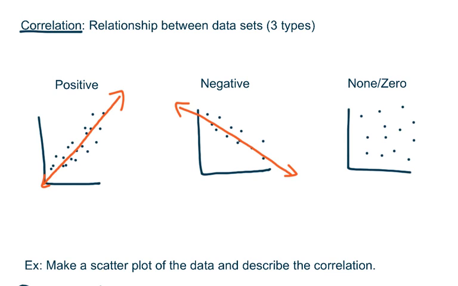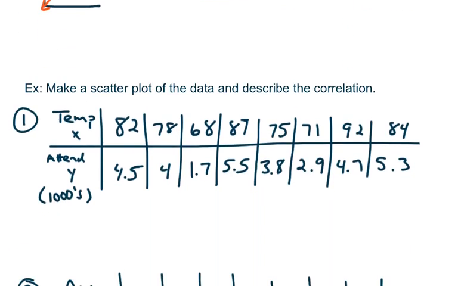A couple of examples here and then we're done. Make a scatter plot of the data and describe the correlation. So again, I would potentially pause the video. As soon as I'm done talking here, I'll tell you when to pause. But I would get this table written down, and then we can answer some questions about this.